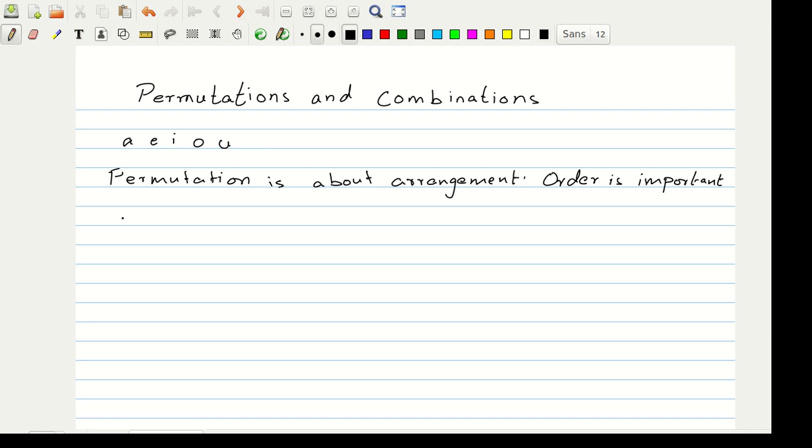So these are the possible arrangements. We can have AE, AI, AO and AU. We can also have EA. So you can see that this is AE and this is EA. This is a different order, and these 2 are different things in permutation. So we are right now listing out arrangements. So AE would be different than EA.